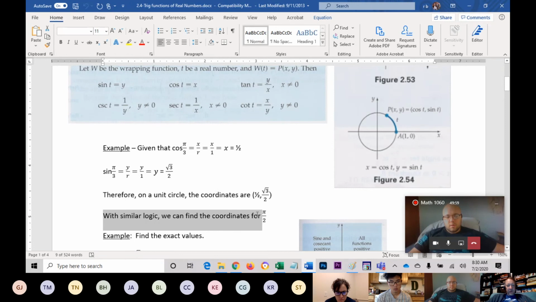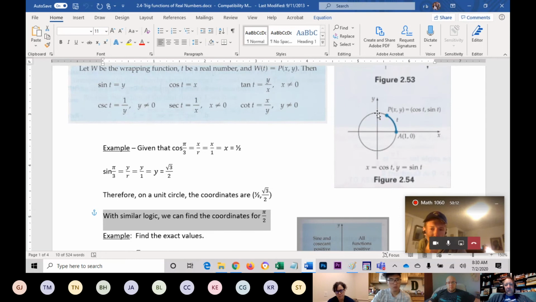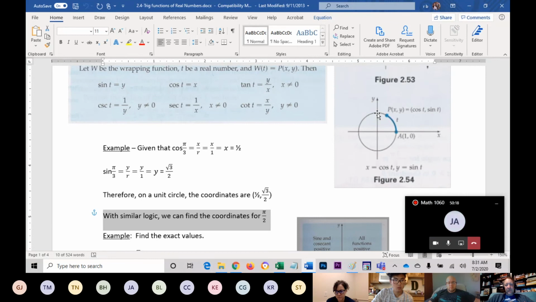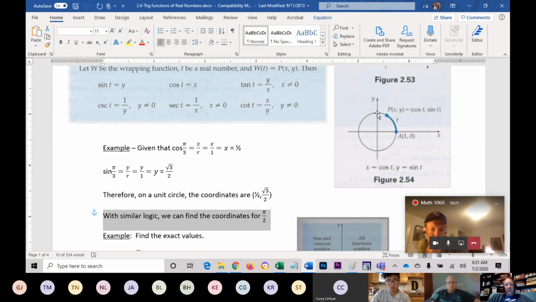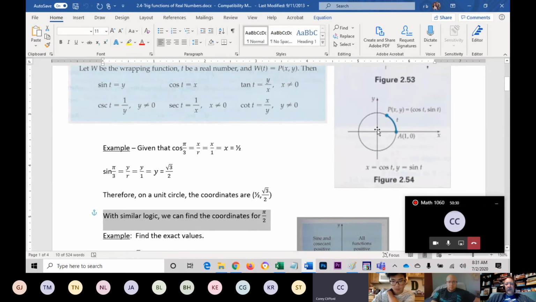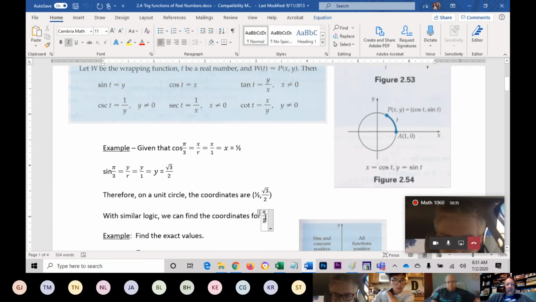So with similar logic, we should be able to find the coordinates for pi halves. Now pi halves is going to be right here, right? What's the sine of pi halves? Do you guys remember? 1. What's the cosine of pi halves? 0. So you can see at 0, 1, so yeah. So your coordinates for pi halves are 0, 1.